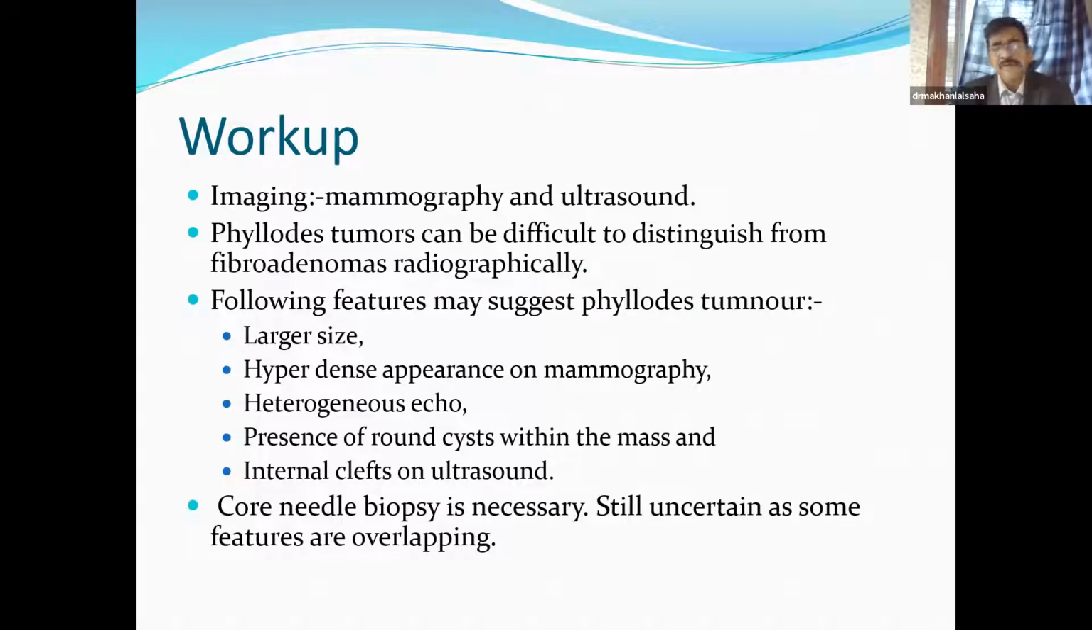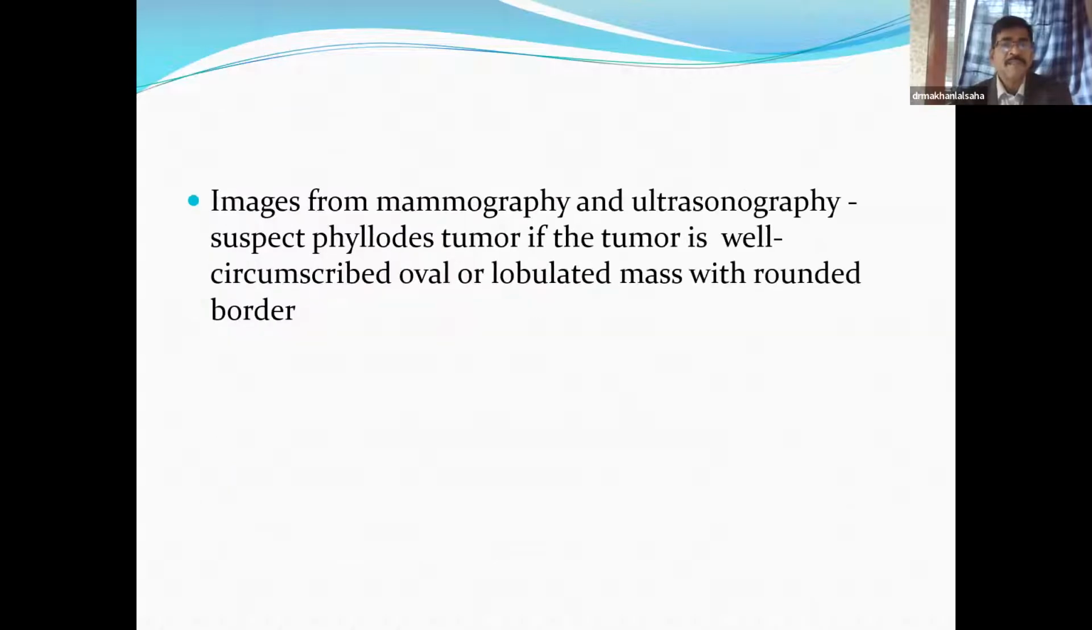So what is the workup? How do you diagnose Phyllodes tumor? It's difficult to diagnose because, as I said, sometimes this may behave like a fibroadenoma and some features may be overlapping. And it can be difficult to diagnose even on radiological investigations. But the following features may suggest Phyllodes tumors: larger size, hyperdense appearance on mammography, heterogeneous echo, presence of round cysts within the mass and internal clefts on ultrasound. So core needle biopsy is confirmatory in most cases.